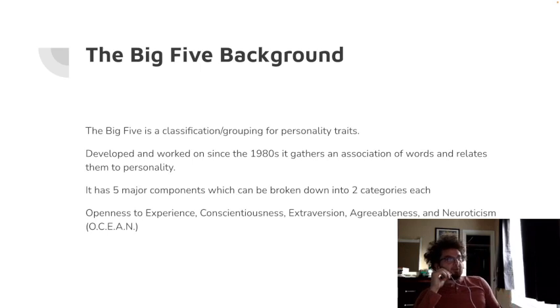And so there's a really good acronym there at the bottom, OCEAN. And as we can see, it stands for openness to experience, conscientiousness, extraversion, agreeableness, and neuroticism.